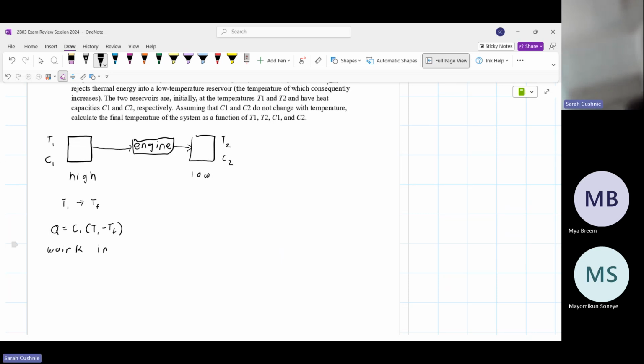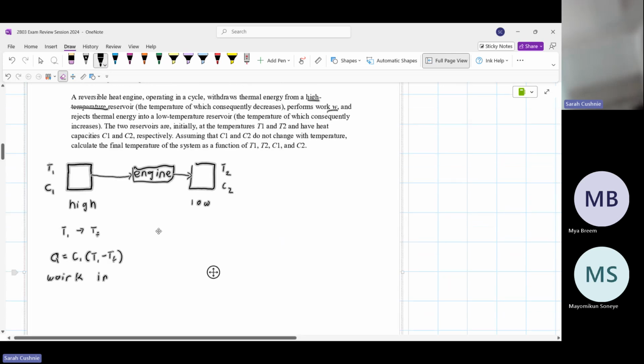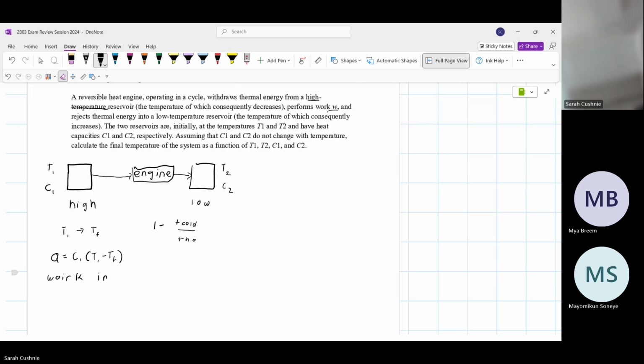Work into the engine. Now this is what we call a reversible heat engine, whose efficiency we know is 1 minus T cold over T hot, so 1 minus T2 over T1. This is the efficiency of the engine. And we know that efficiency is equal to work out over work in.